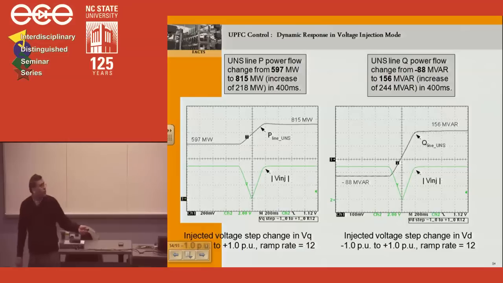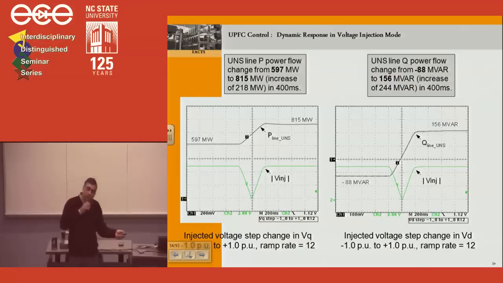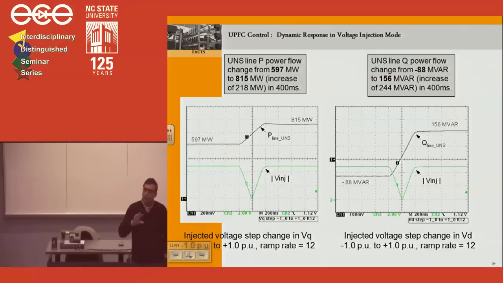Just want to give you this thing, and this is amazing. Guys, look at this. They allowed us to do this. Think about it. You're sitting on a transmission line in New York, and we changed the power flow from 600 megawatts to 800 megawatts in 400 milliseconds.